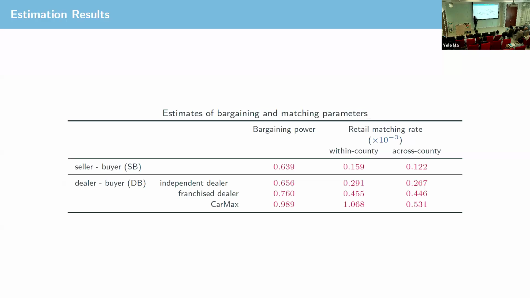We estimate the bargaining power between the seller and the buyer. The seller's bargaining power is roughly 60%. But if you look at independent dealer franchises, their bargaining power becomes higher. CarMax almost entirely extracts the surplus. You can also see the within-county search and matching efficiency for sellers is lower, but dealers can become buyers. All the within-county search and matching efficiency is higher than across counties. Dealers have an advantage in search and matching, especially for transactions across counties.